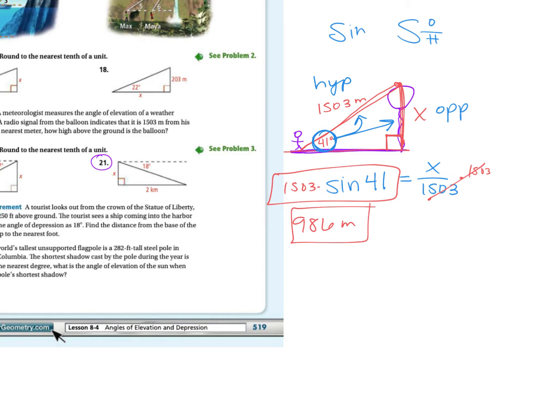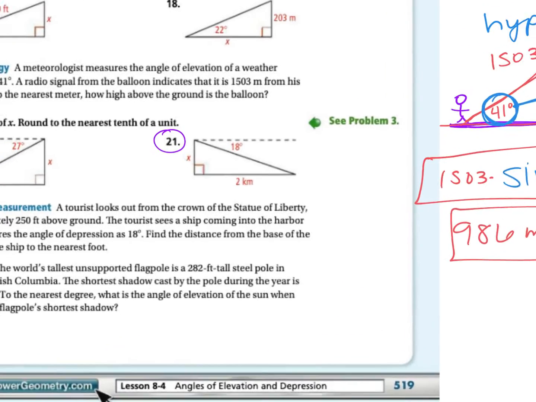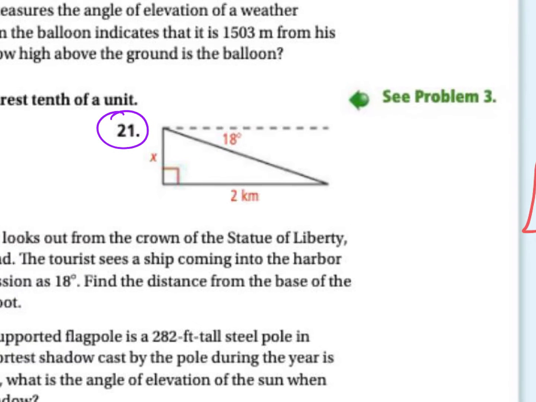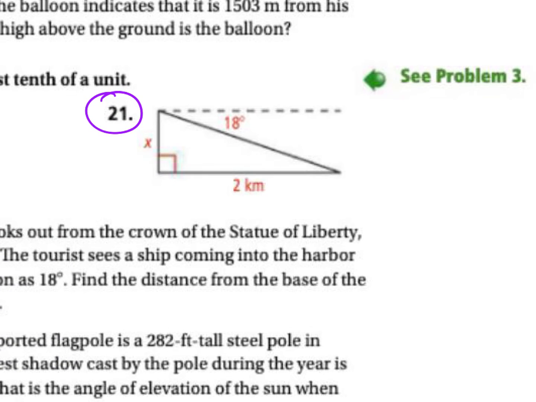Okay, number 21. Look at what you're given here. They give you, this would be what kind of angle? A depression, right? From the horizontal line, go down. I love that you're so excited about that. I really do. Okay, so what happens here, you have a couple options. You could find this angle. How would you find that angle?